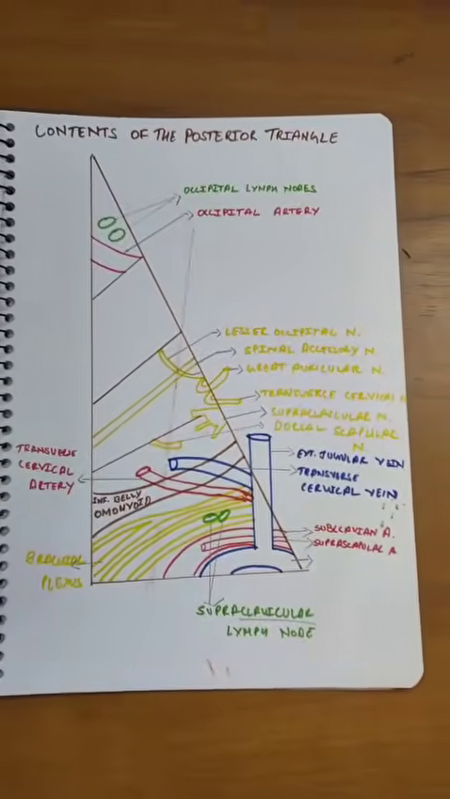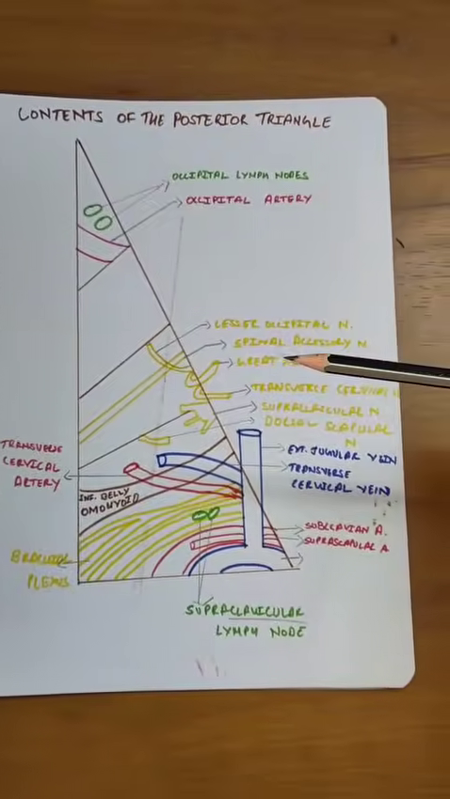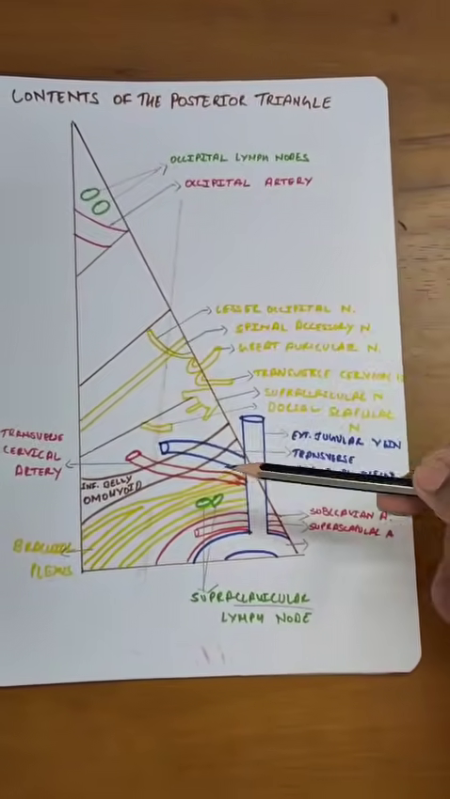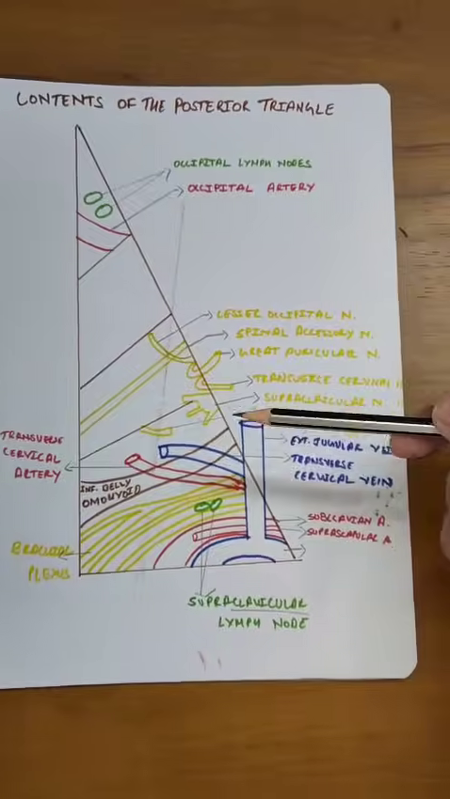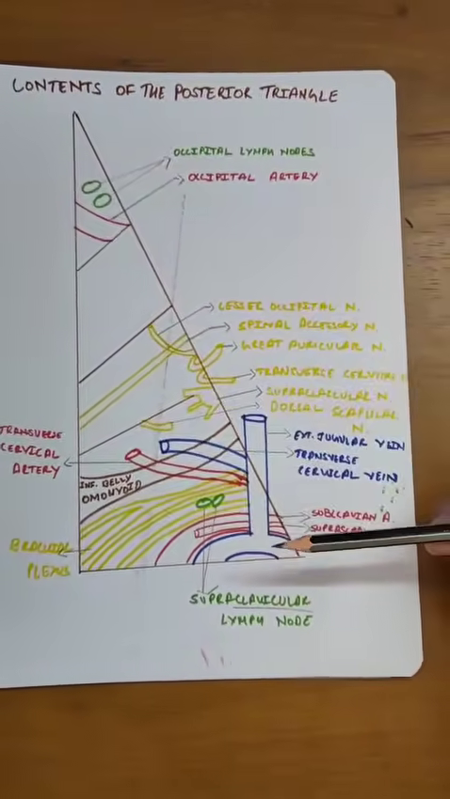Hello guys. So today I'm going to be explaining to you the contents of the posterior triangle. The posterior triangle is divided into two triangles by the inferior belly of omohyoid muscle, where we have the occipital triangle superiorly and the subclavian triangle inferiorly.